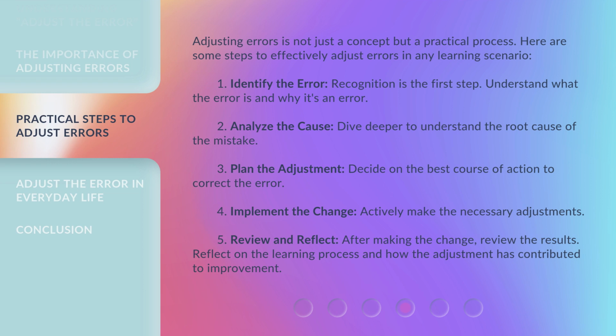3. Plan the adjustment. Decide on the best course of action to correct the error. 4. Implement the change. Actively make the necessary adjustments. 5. Review and reflect. After making the change, review the results. Reflect on the learning process and how the adjustment has contributed to improvement.